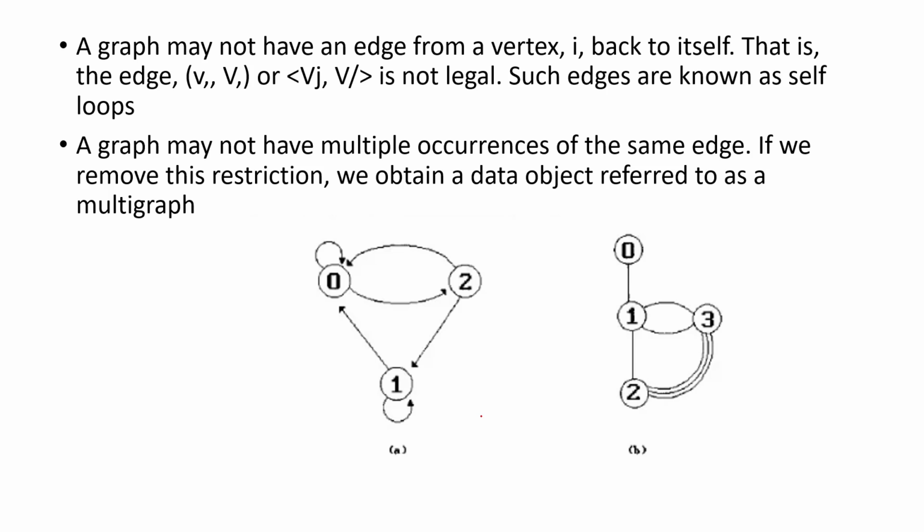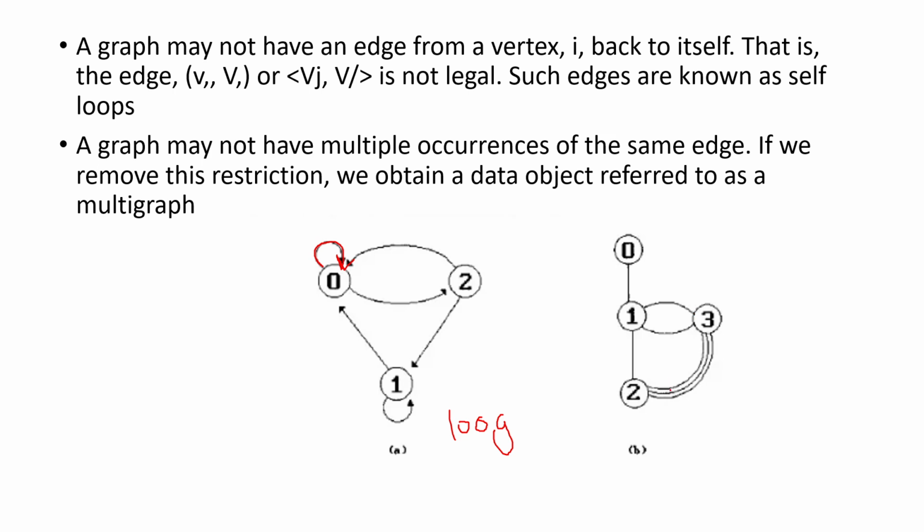A graph may not have an edge from vertex I back to itself, like here. There is no edge here, but it is connected to itself. This type of graph is called a loop. Like there is an edge starting from 1 and set to 1, starting from 0 and set to 0. This is why this graph is an example for a loop. But here there is a special type. There is a connection from 1 to 3 and 3 to 1.